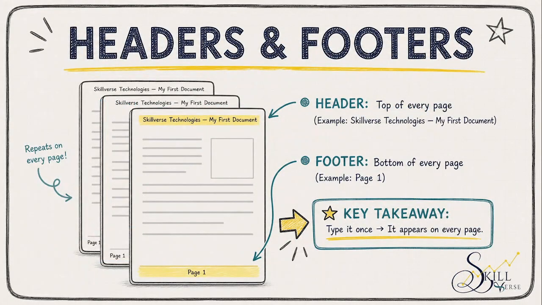Okay, now we move on to headers and footers. Every professional document you have ever seen, such as a college certificate, a company's letter, and an official report, has something at the top and something at the bottom. That's a header and a footer. The header, which is usually at the top of every page, has the company name, title, and your name. The footer, which is usually at the bottom of every page, has the page numbers.